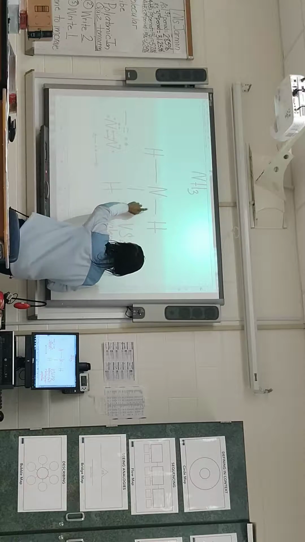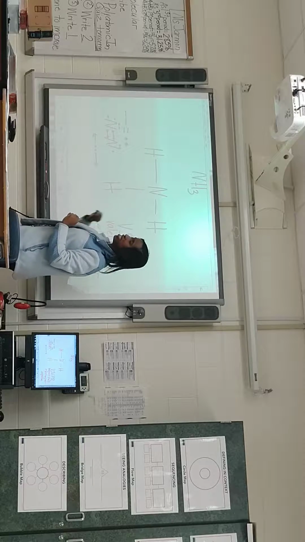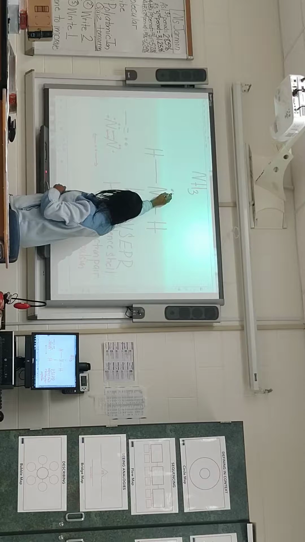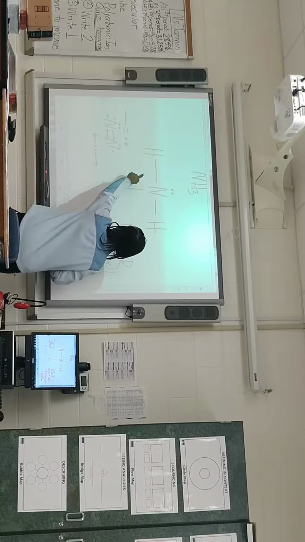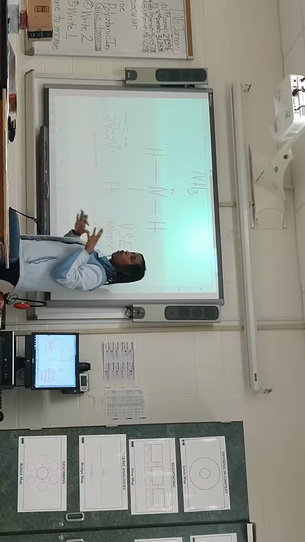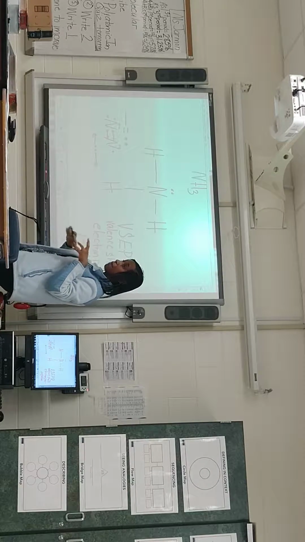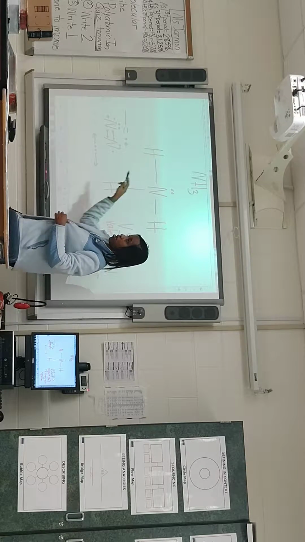All right, so let's start counting. 1, 2, 3, 4, 5, 6. Well, nitrogen is supposed to have 8. So I need to draw 2 dots. So now it can have 8. So 1, 2, 3, 4, 5, 6, 7, 8. The whole goal when you're drawing is to make sure each separate individual element is surrounded by 8 electrons.